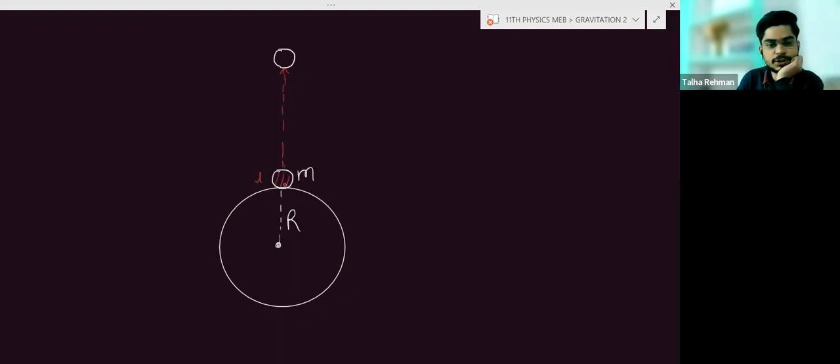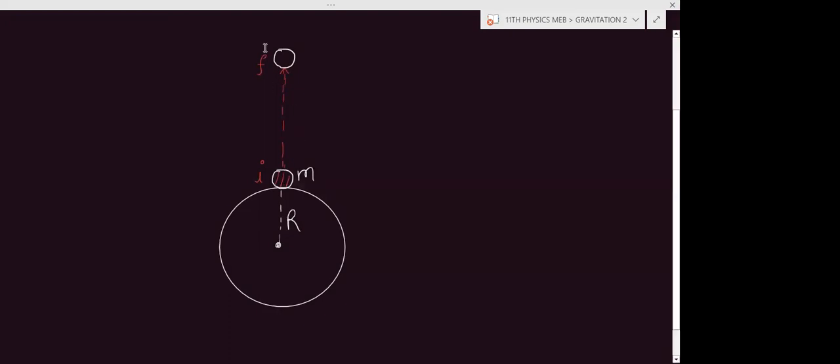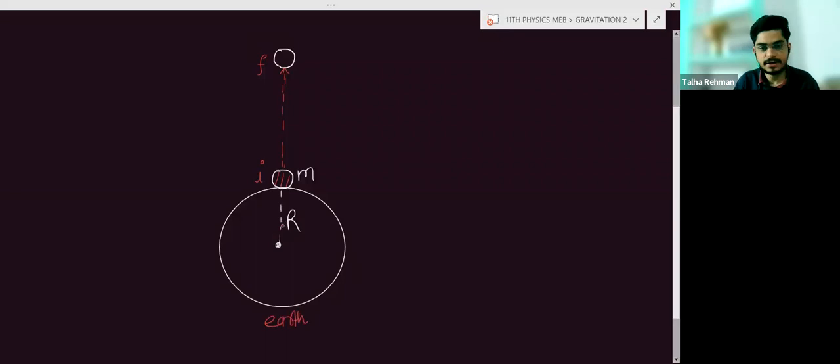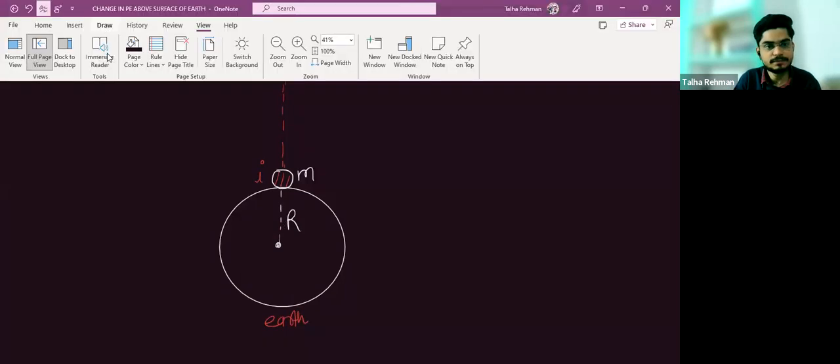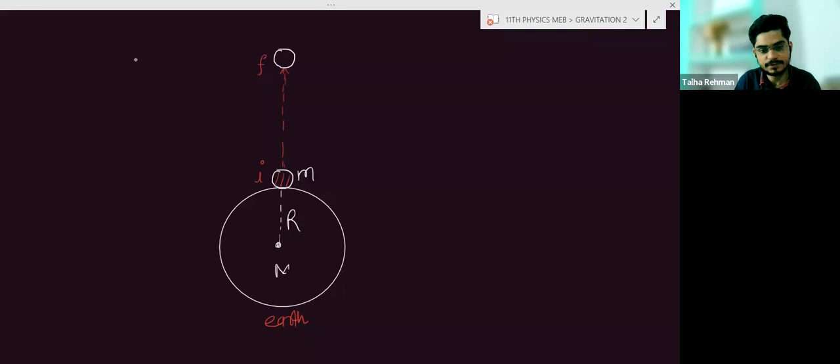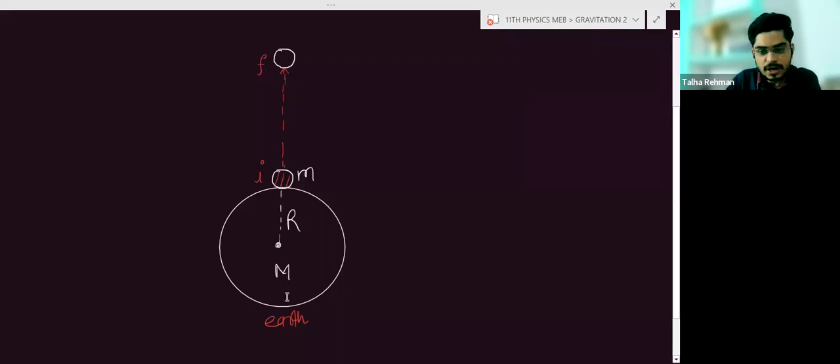So this is the initial position of the body, this is the final position of the body. Hiba, are you getting? Yes. Okay, so this is the earth having radius r and mass capital M. After that, we will do that question. After this, I'm taking this mass m from here to here.